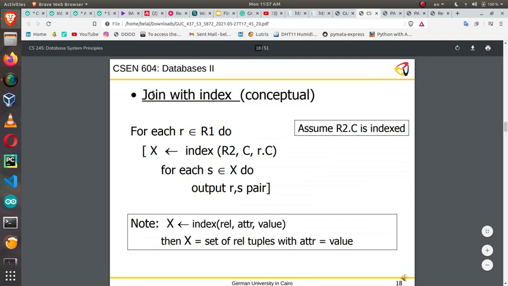Here comes the second join, join with an index. So join with an index works as follows. We have to create an index for, let's say, relation R2, and for each tuple or row that belongs to R1 we have to search in the index, and then we join the output pairs.